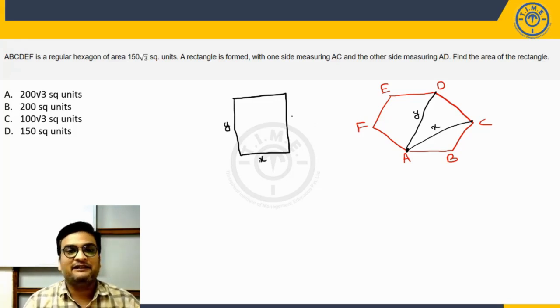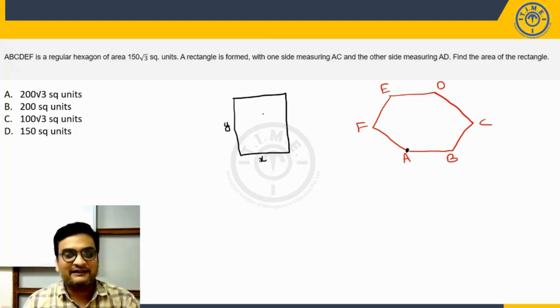Now he's asking us to find the area of the rectangle. So basically we want to calculate Y into X. Let's try to do that and see how we can arrive at the answer. So this is the rectangle that we want, and we want to find its area. Now please note, the area of the regular hexagon is 150 root 3 square units. That means what?